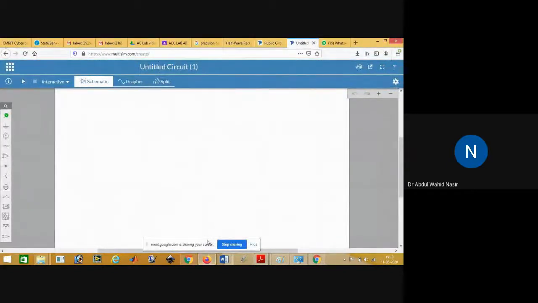This is Multisim Live, the online version. This is a new file. I have already logged in and created a new file. All of you can see my screen, is it? Now, the main thing is why I am doing this simulation experiment in front of all.